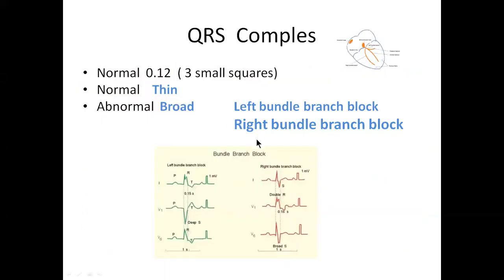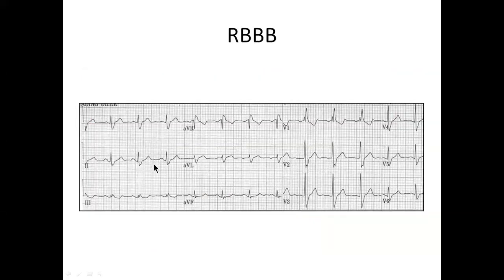The next one we will look at is the right bundle branch block. Now in that one, what happens in lead 1 is you have a deep S wave, which is not seen in a normal ECG. And then in V1, we call it the rabbit ear pattern because you have this little M kind of thing there. So let's look at a real ECG.